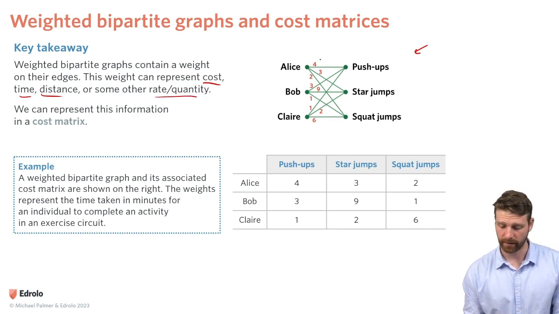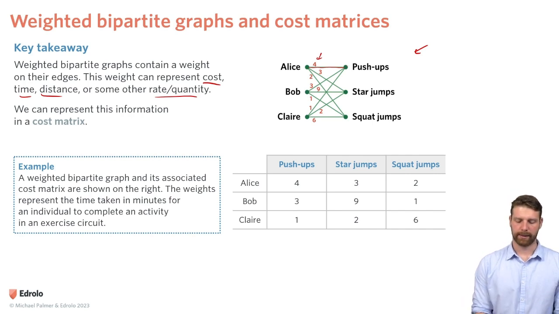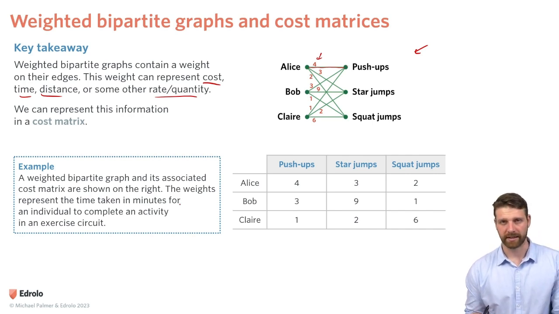And so here you can see I've got some weights on each of these. So Alice has a weight of 4 towards push-ups. And so in this example, the weights are representing time taken in minutes to complete this exercise in an exercise circuit. So Alice takes 4 minutes to do her push-ups, and 3 minutes to do her star jumps, and 2 minutes to do her squat jumps.